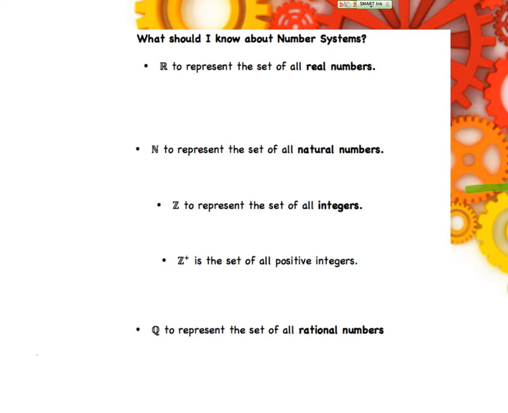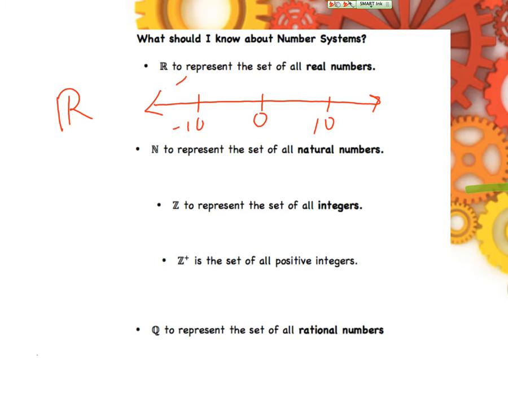Remember that double barred R represents the set of all real numbers. So all real numbers, it includes everything that's up here. But all real numbers is going to have integers, it's going to have decimals, it's going to have fractions. If I were to draw this on a number line, you know that's 0. Let's just say we've got negative 10 and 10. All real numbers is going to keep going both directions. It's everything, all those little decimals in between.